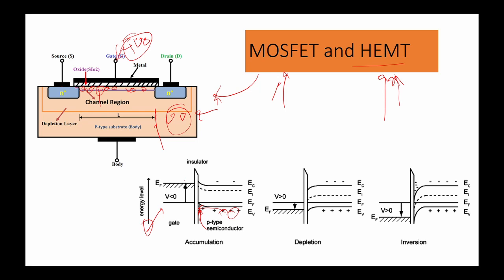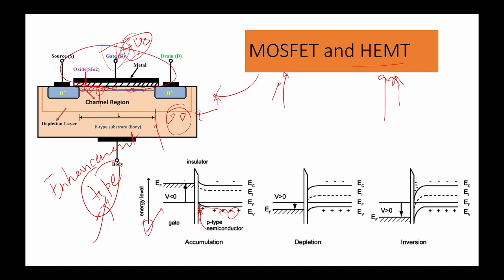Now when we apply a bias between source and drain, with sufficient gate bias, there is a conduction of these electrons when we connect it to the external circuit. These charges are created when we apply a gate bias. This we call enhancement type transistor, enhancement mode or enhancement type.